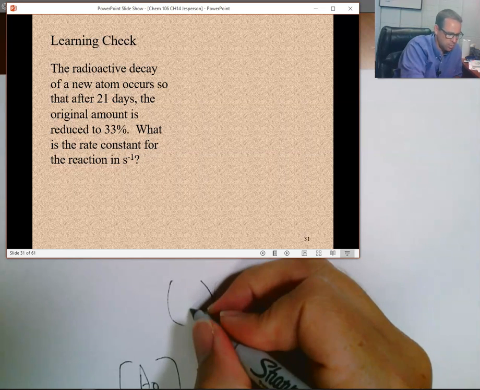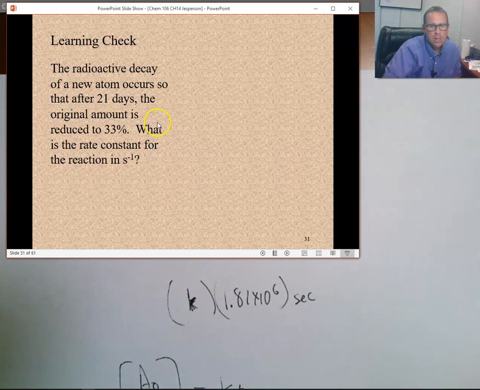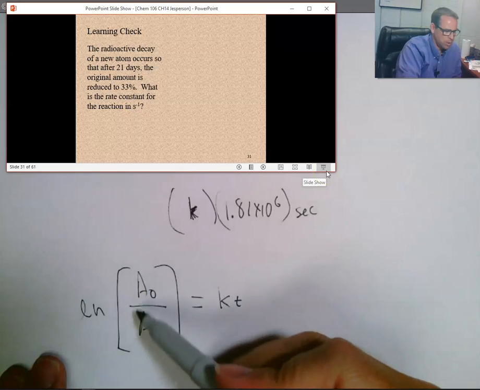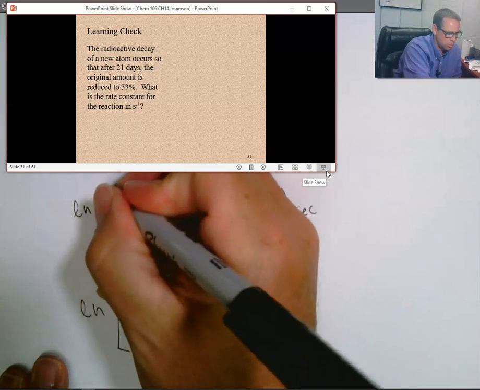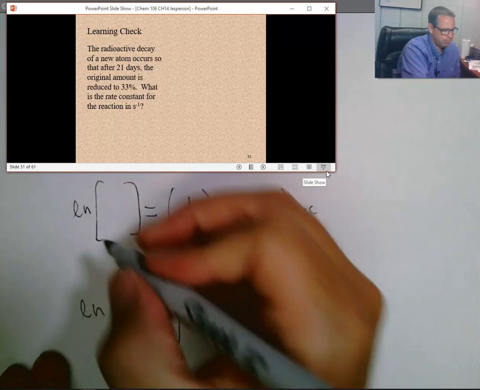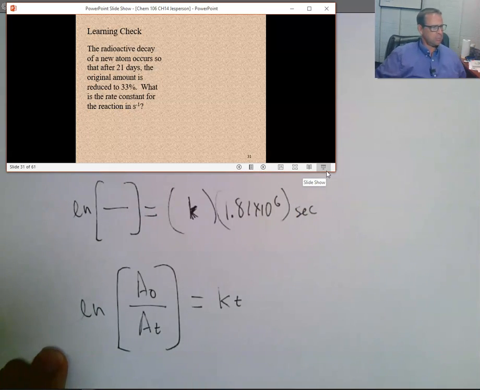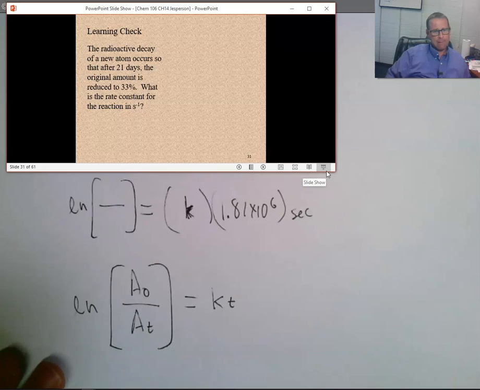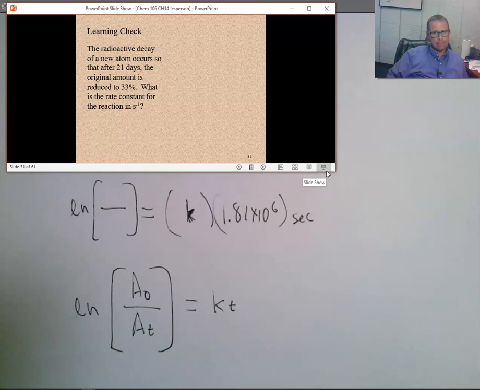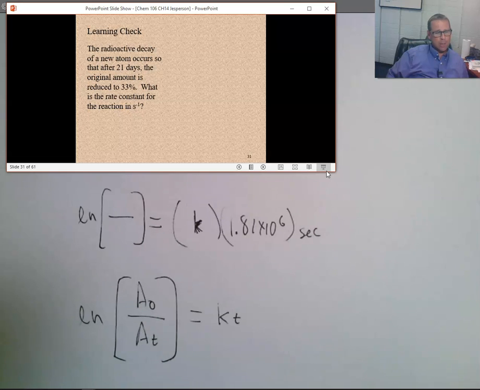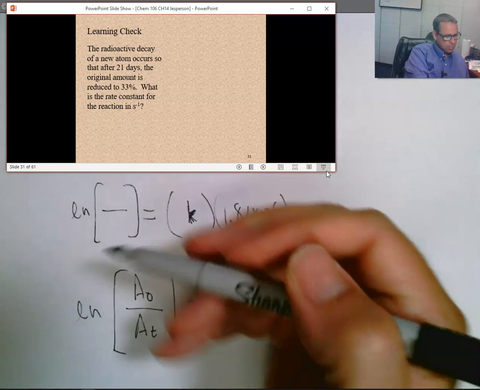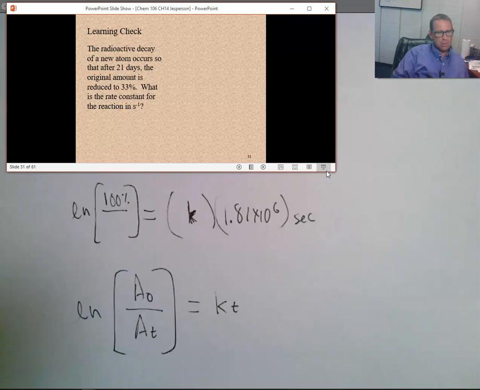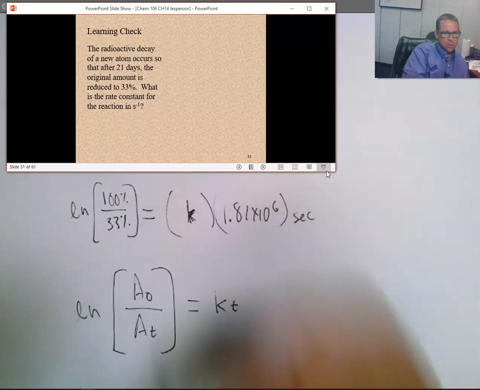K is what we're trying to identify, right? So what can I use for the rest of this equation to finish it up? What do you think, Alyssa? Well, we know how much the original amount is reduced, so we can put that in decimal form and use it. Okay. So for example, the initial amount, 100%, and now I'm down to 33%. Would that work?